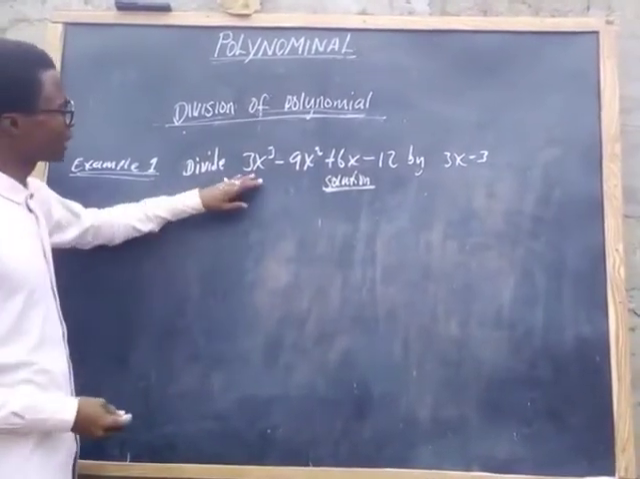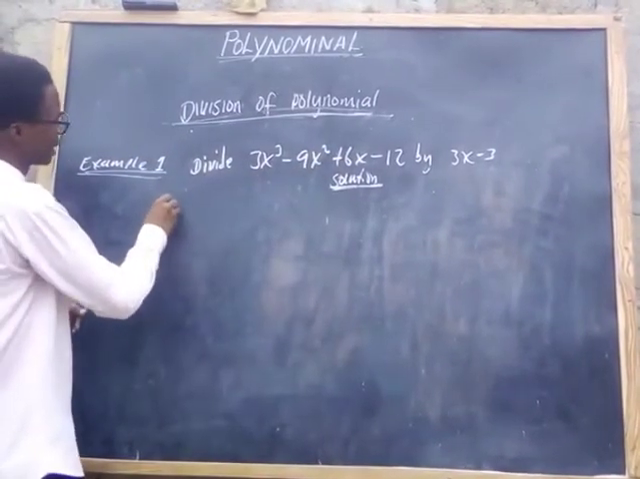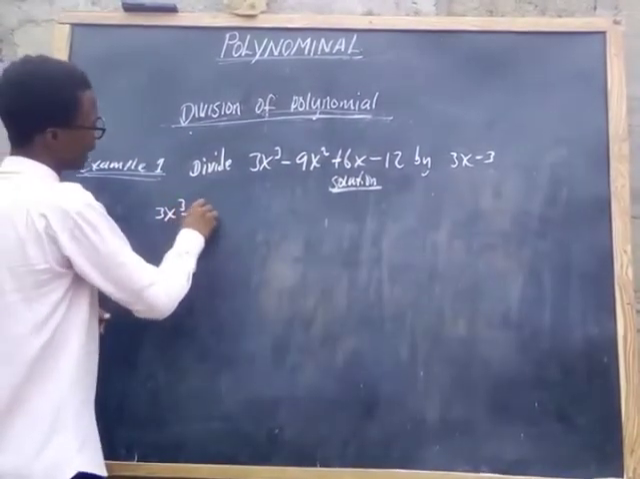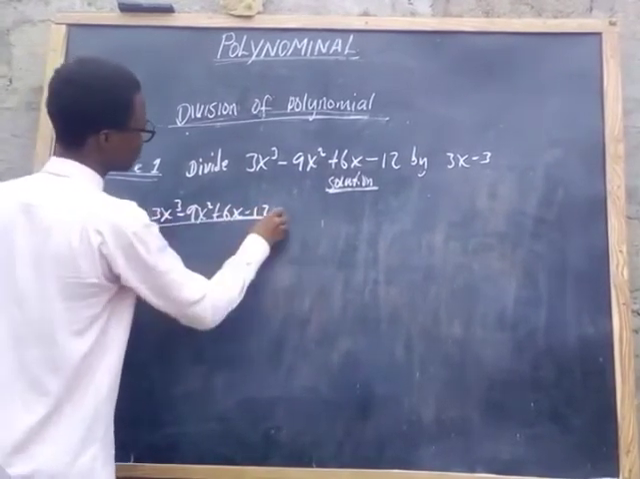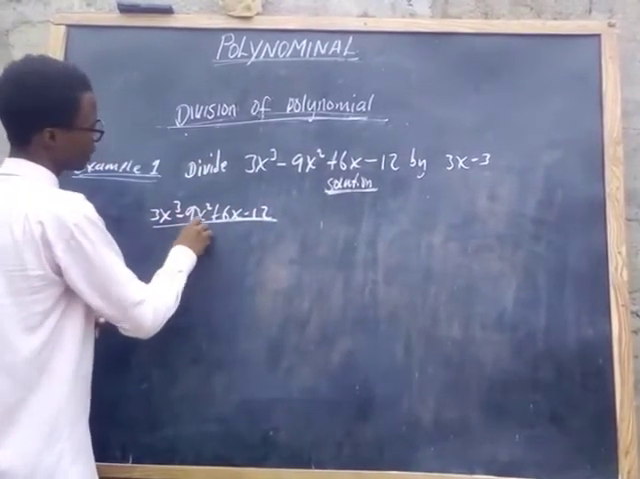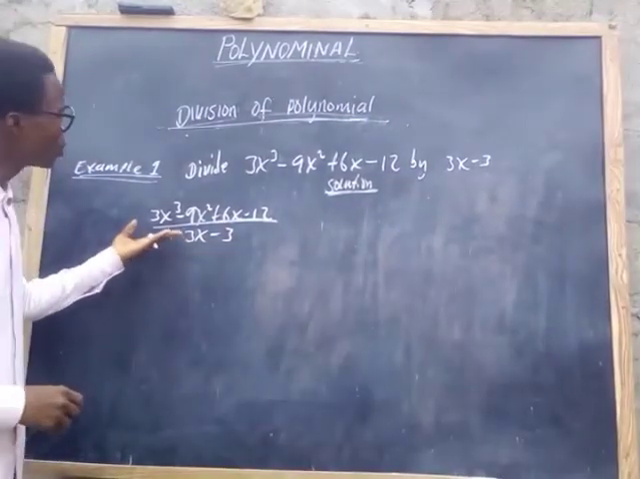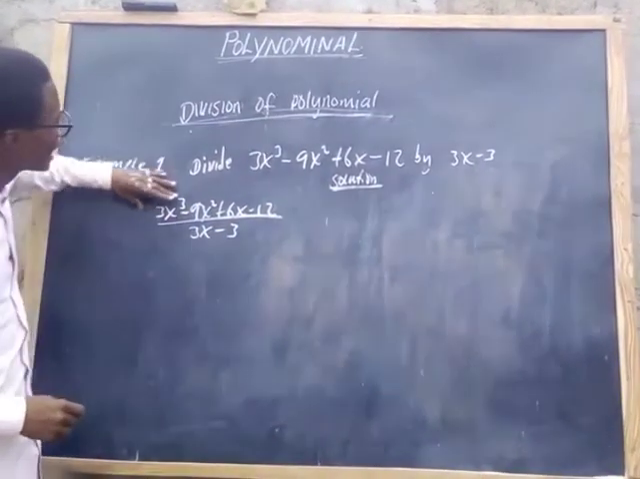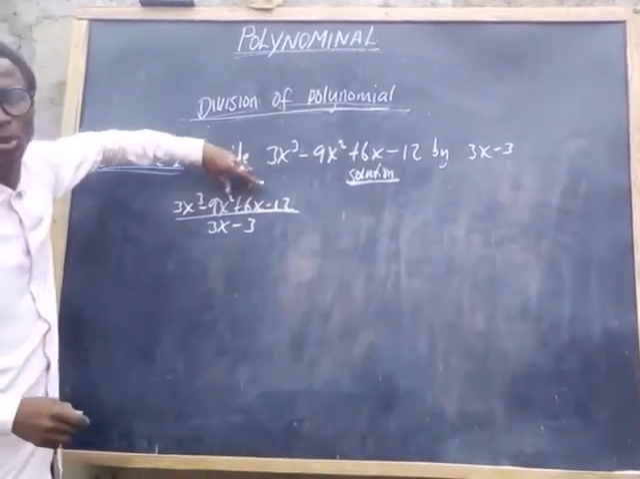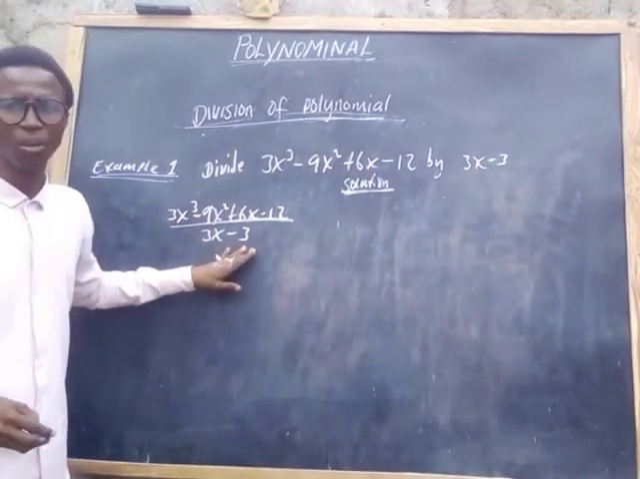Now, how are you supposed to set it? Just set it like this: 3x cubed minus 9x squared plus 6x minus 12 divided by 3x minus 3. You can set it this way. This here is what we call the dividend, which is the numerator, and this is what is called the divisor, which is the denominator.